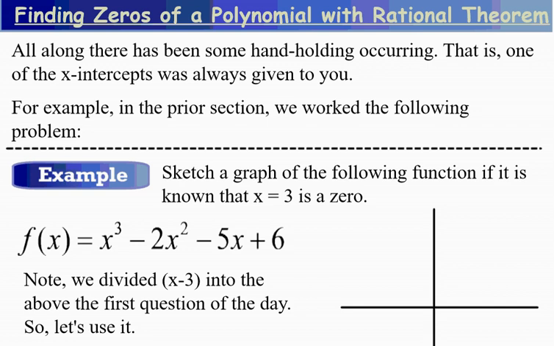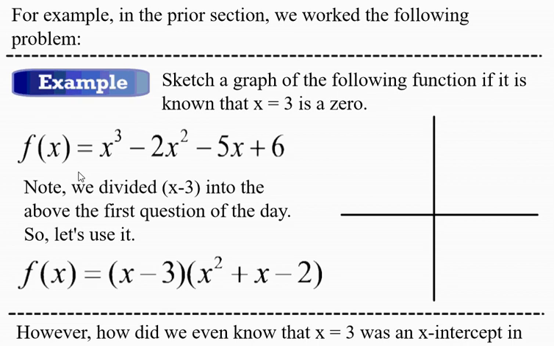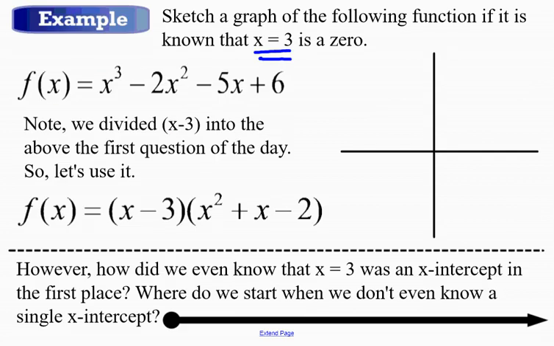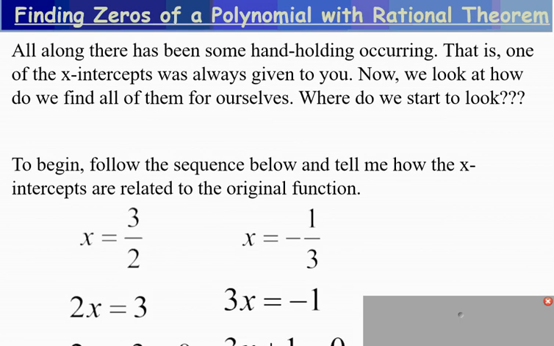Like, for example, in the last lesson that we did, I asked you to sketch the graph for this polynomial, and again, I gave you one of the x-intercepts. I said x equals 3. That's what allowed you to do long division and then find the result. So the question is, how do we even know that x equals 3 was an x-intercept in the first place? Where do we start if we don't even have a single x-intercept from the get-go? So to answer that question, I'd like you to follow the following setup, kind of from the back to the front.